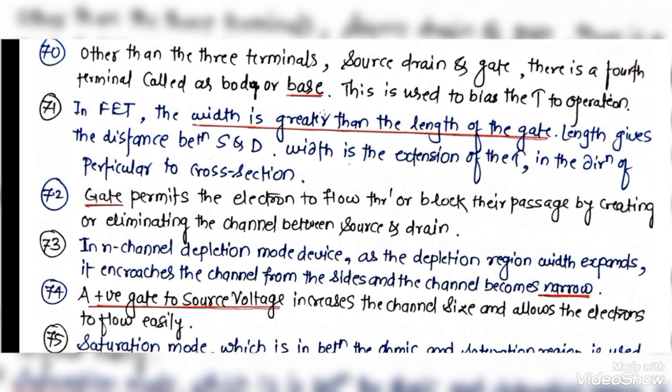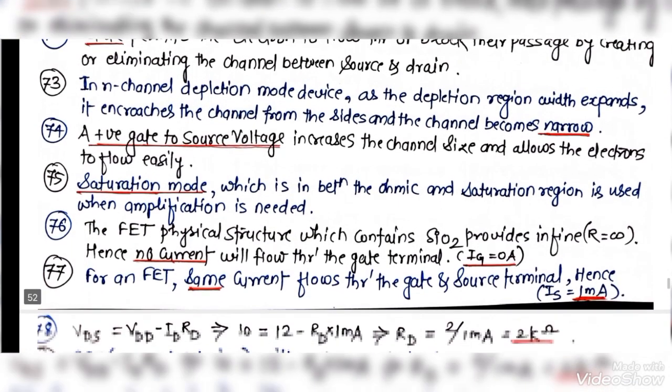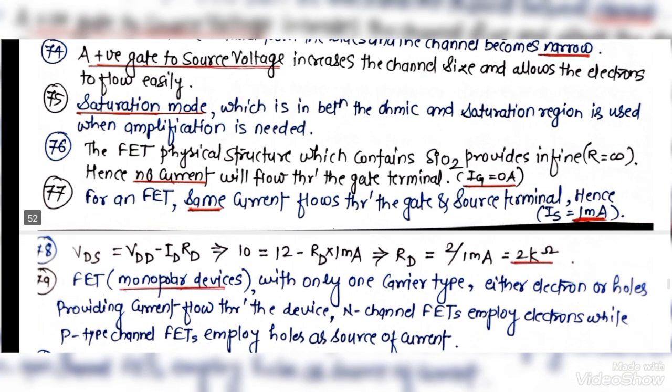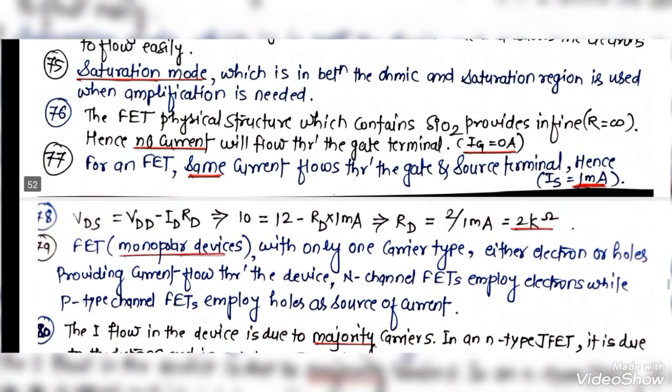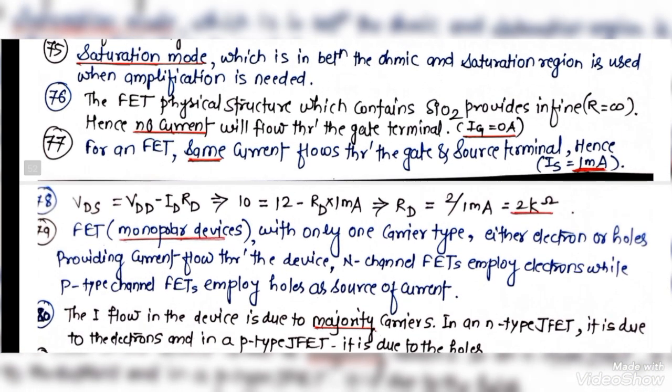In N-channel depletion mode device, as the depletion layer region width expands, it encroaches the channel from the sides and the channel becomes narrow. A positive gate to source voltage increases the channel size and allows the electrons to flow easily. Saturation mode, which is in between the ohmic and saturation region, is used when amplification is needed.